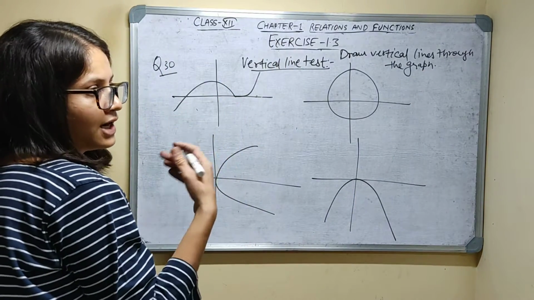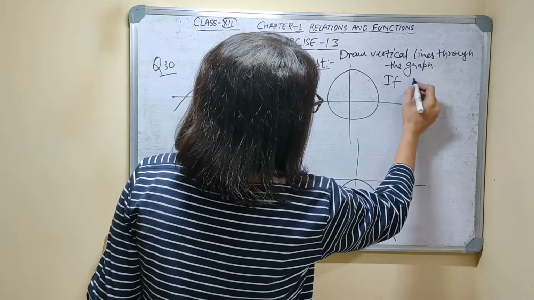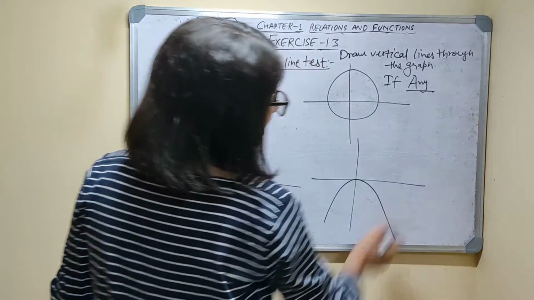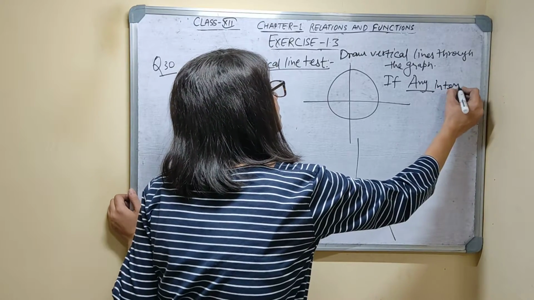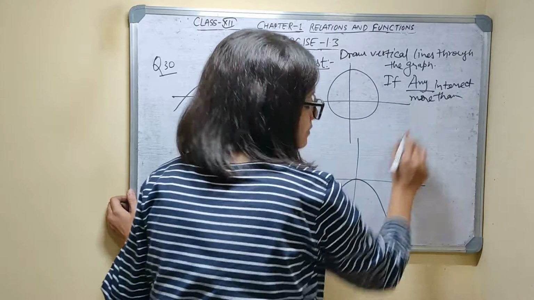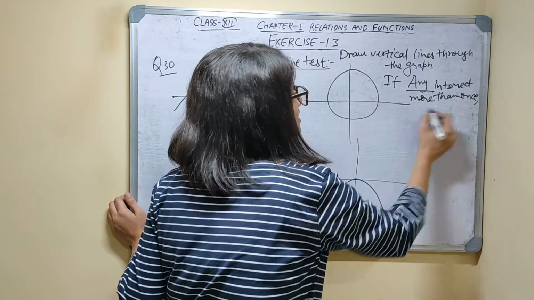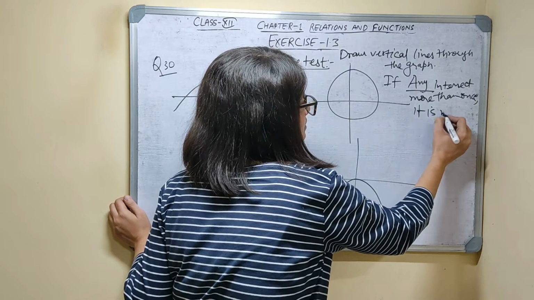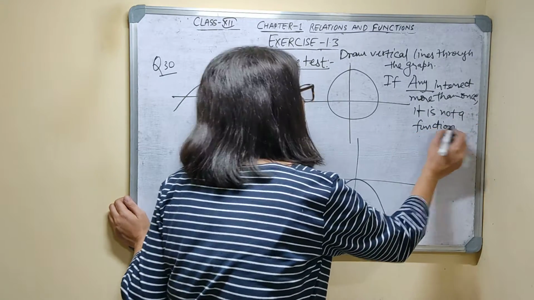Draw vertical lines through the graph. If any vertical line intersects the graph more than once, it is not a function. Is it clear? It is not a function. I will show you how.